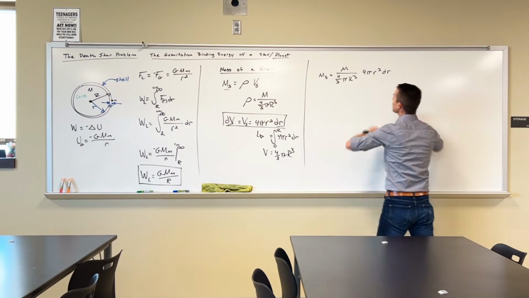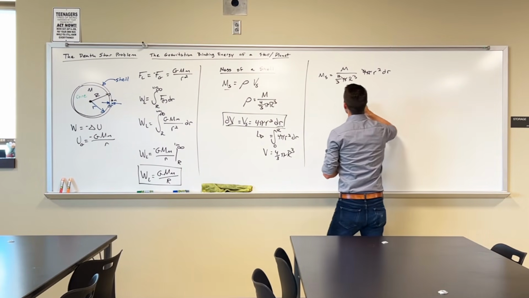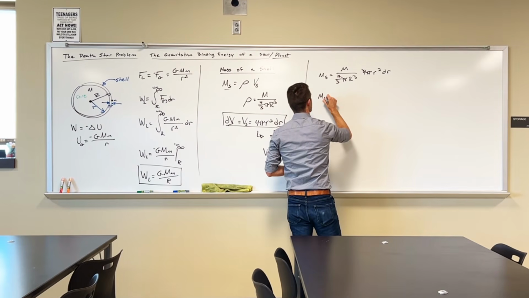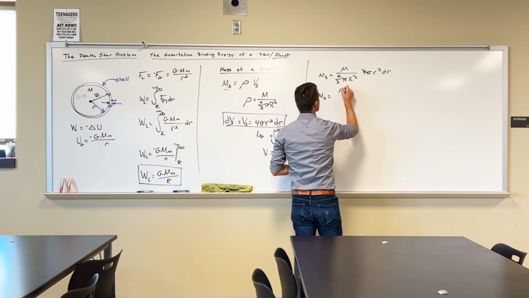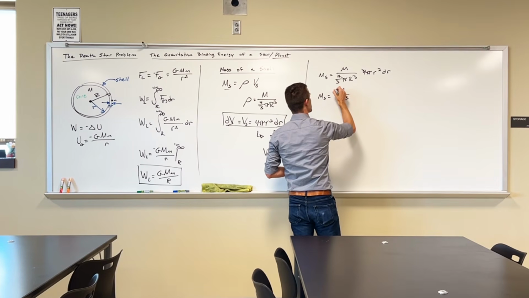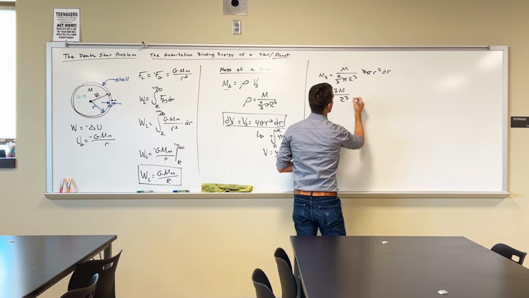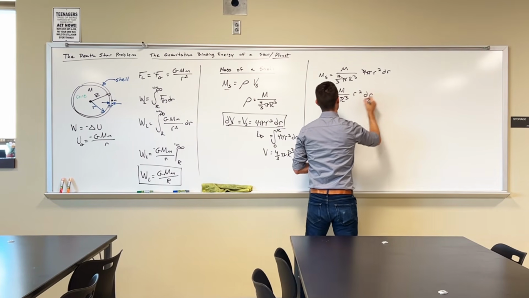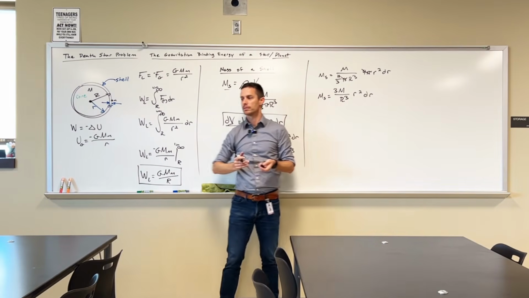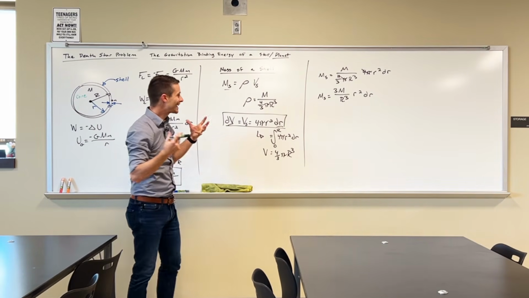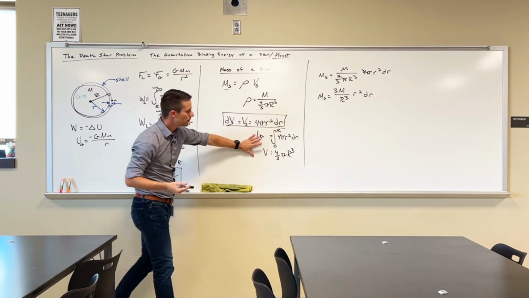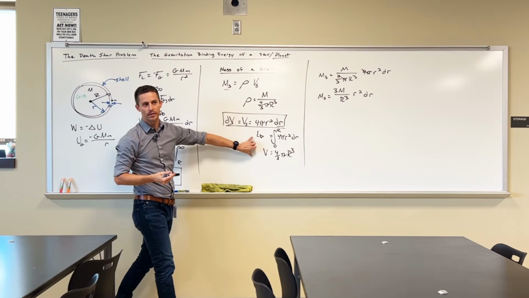Okay, so you get a little bit of a cancel party going here. If we clean this up, we get the mass of a shell is equal to 3m, the total mass, over r cubed. I don't want to lose my 3, so I'm going to put it right there. Times r squared dr. This is the mass of a shell. And again, you don't need to write this down.